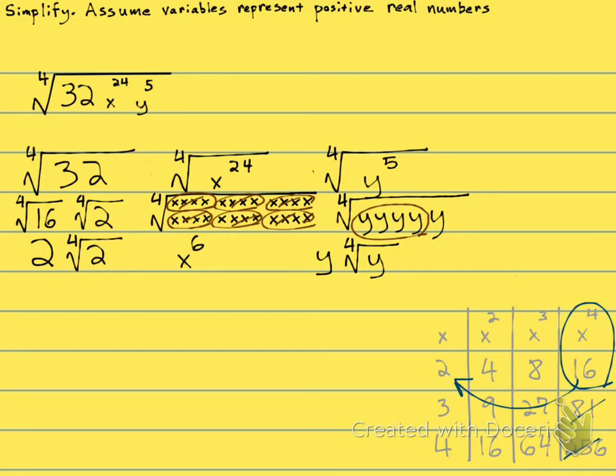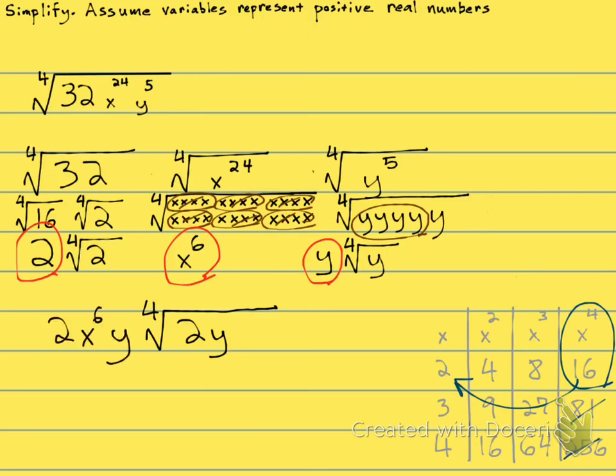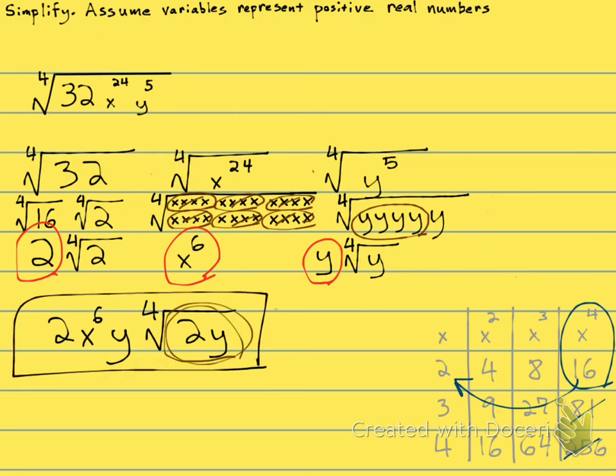Okay, so I have simplified all 3 parts. Now let's put them together. First, let's look at our radical, the fourth root. What is left under the radical? Well, I have a 2 and a y. So 2y stays under the radical. And then what part comes out front? Well, I have this 2, this x to the 6th, and this y. So that's going to give me 2x to the 6th y on the outside with a 2y under the 4th root. And that's it. Okay, I have simplified. Look at what's left in here. Can anything in there simplify by the 4th root? No, it can't.